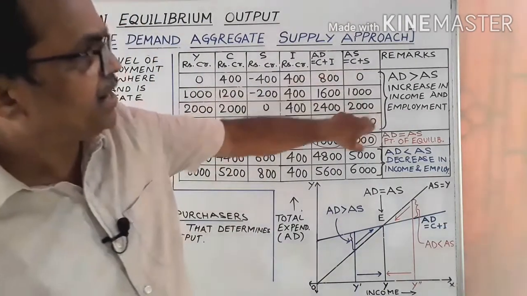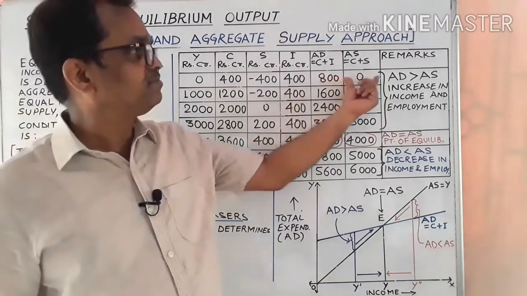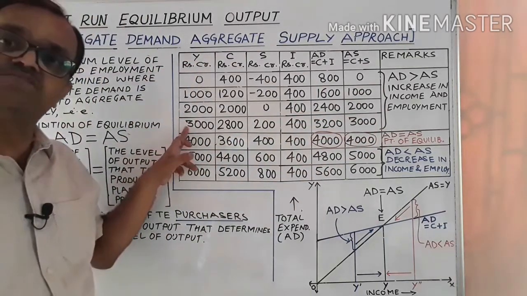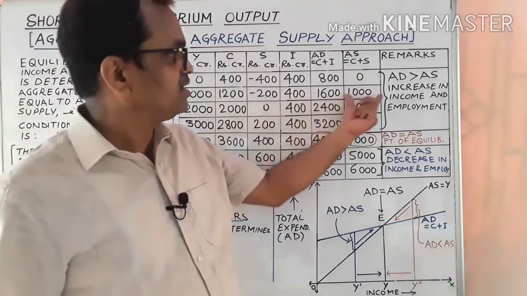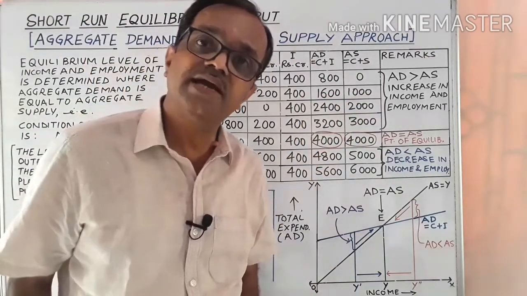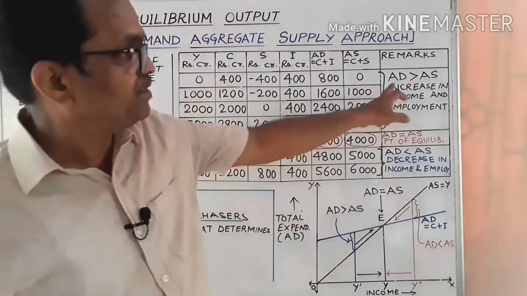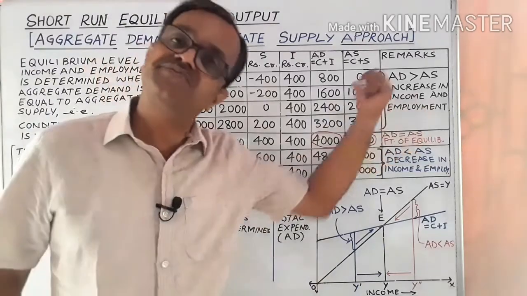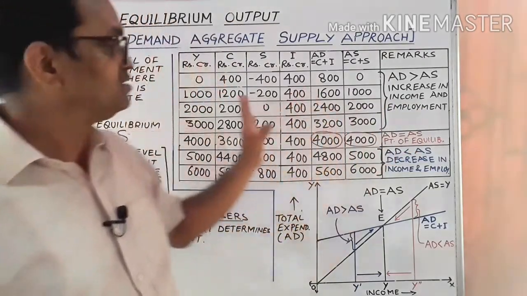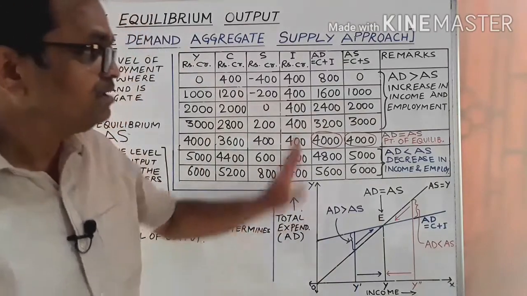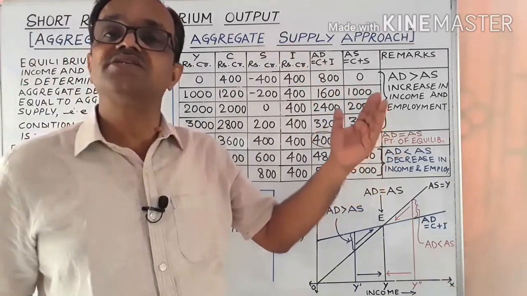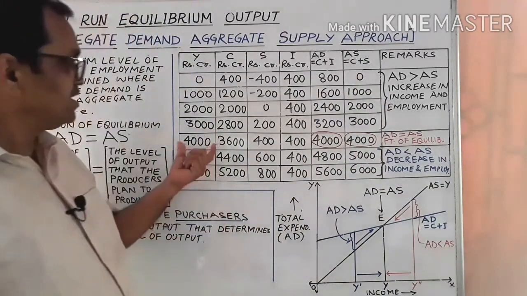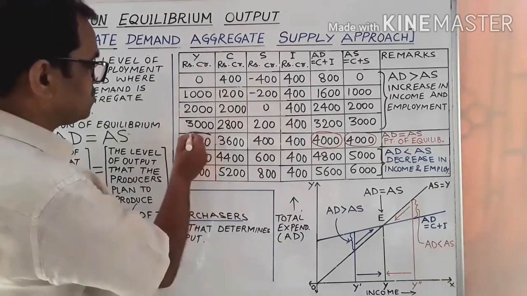What we observe in the beginning is that the aggregate demand is more than aggregate supply from 0 level of income to 3000 crore income. In this situation there would be an increase in income and employment in the economy, means there would be a shift from these levels of income. Equilibrium cannot be established here because there is a tendency to shift.